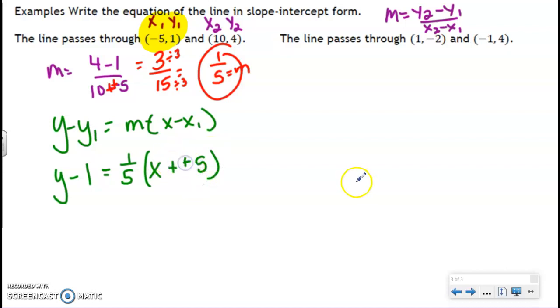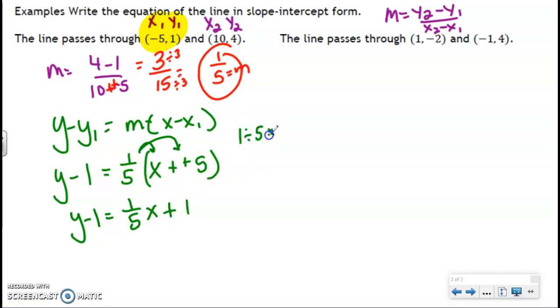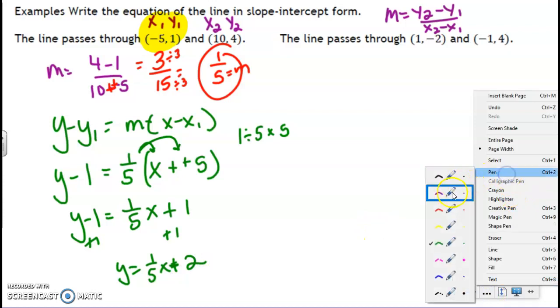And then I'm going to convert it to slope-intercept form. So I changed that minus and negative to plus a positive, just easier to deal with. I'm going to distribute like we did a couple lessons ago. So I get 1/5 x, and then 1/5 times 5 is actually 1. So if you need to type that in, 1 divided by 5 times 5, should do that in your calculator. And then you need to add 1 to both sides to put that in slope-intercept form. That's plus 2.